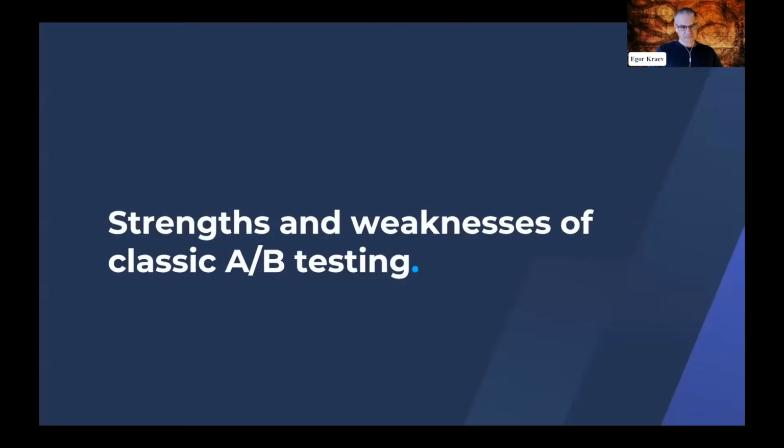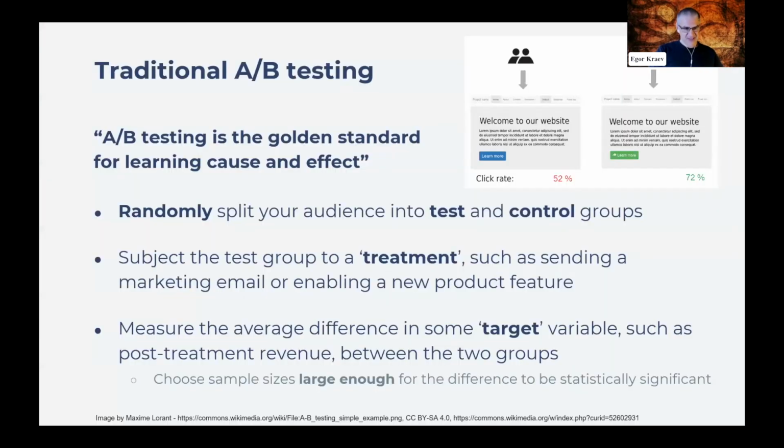So, why should you care is the most important question in a talk like this. And this is what the second half of this talk will be devoted to. Now, each organization tries to improve the product, and there is no way to know what will work. So you have to do testing. What is the classical way of doing testing, which has been described as the golden standard for learning cause and effect?